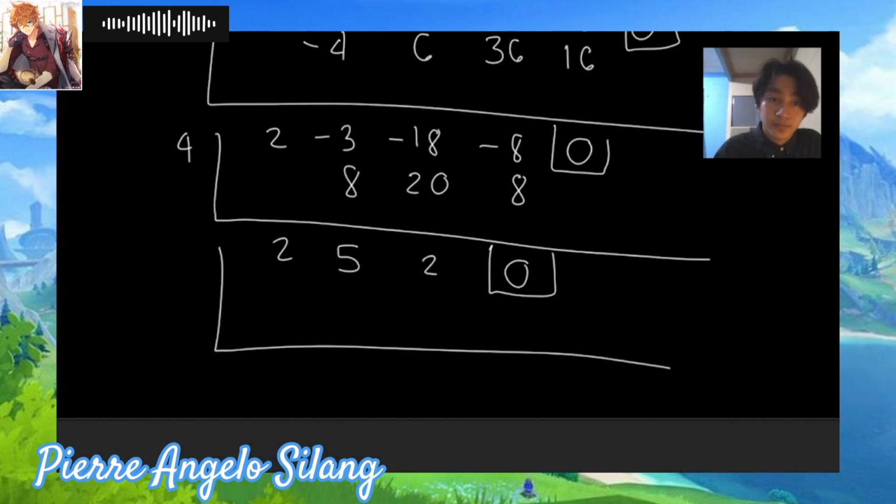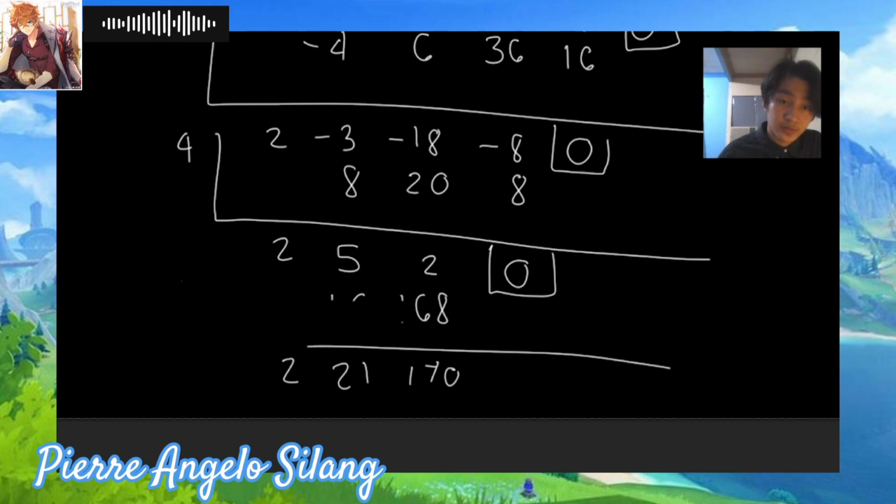Now let's try 8. Bring down 2. 2 times 8 is 16. 16 plus 5 is 21. 21 times 8 is 168. 2 plus 168 is 170. Positive 8 is not a zero of p of x.